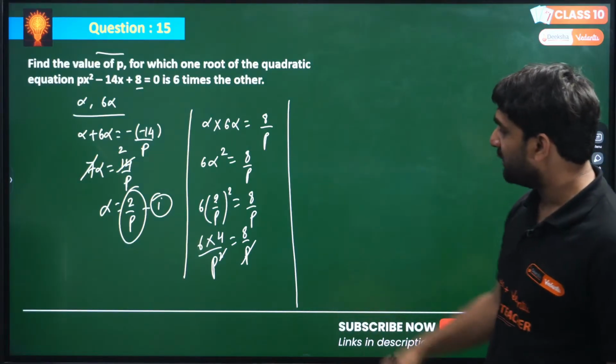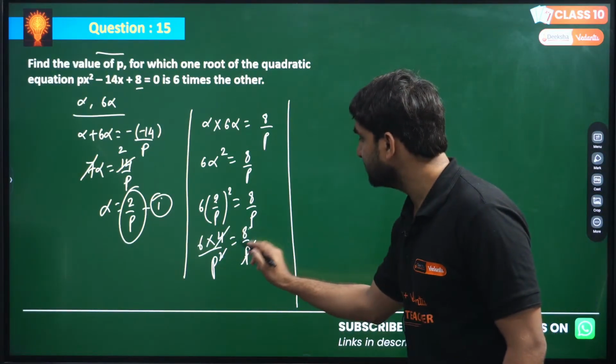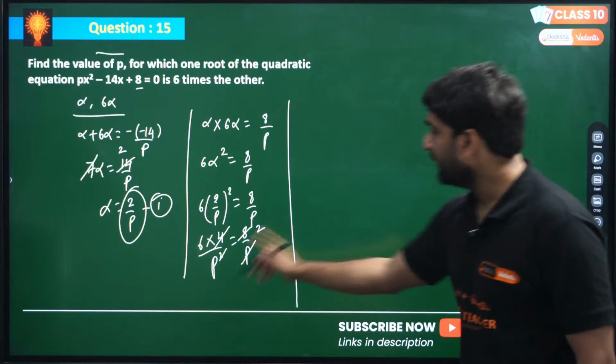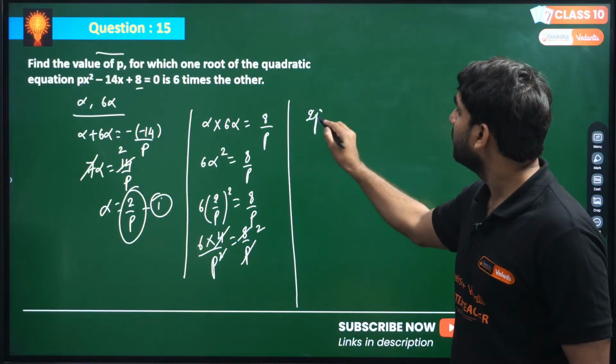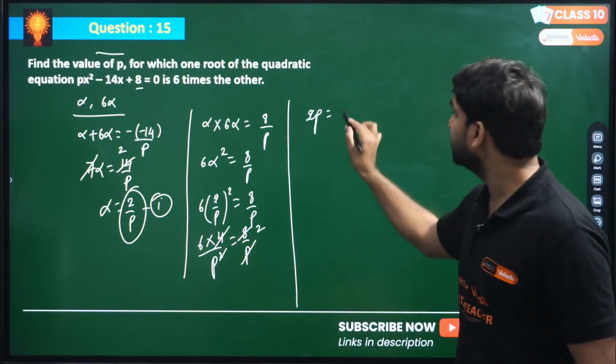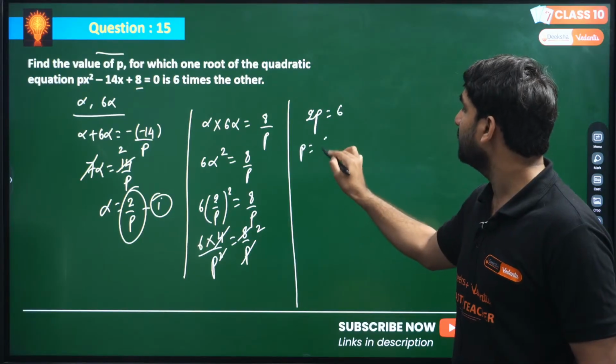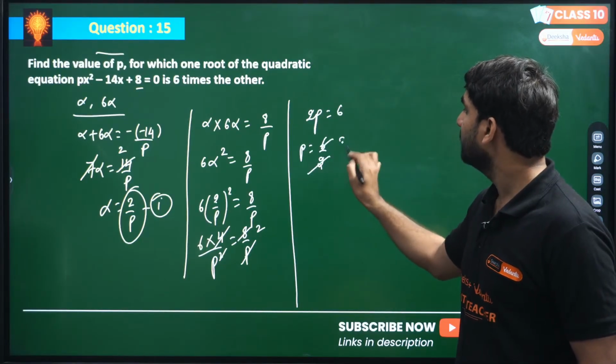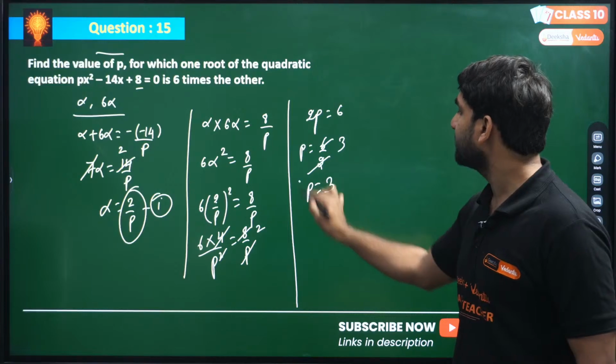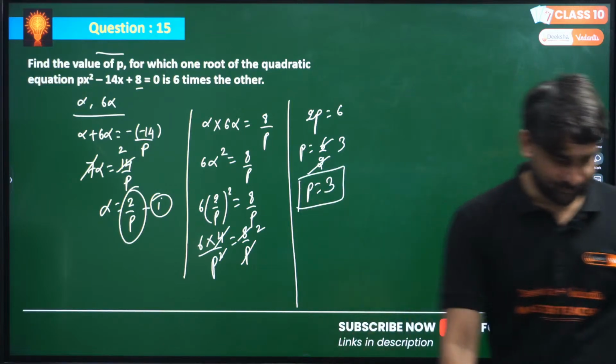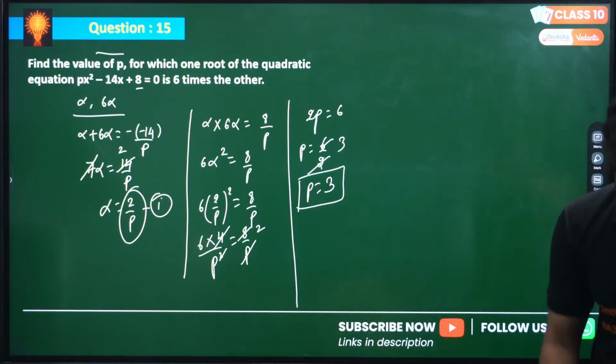Now we can cross multiply here, and 4 will cancel this, 4 twos are 8. So 2 into p, 2p, and 6 into 1, 6. So p is equal to 6 by 2, which is 3. So p equals 3. Answer: p equals 3. I hope this is clear.